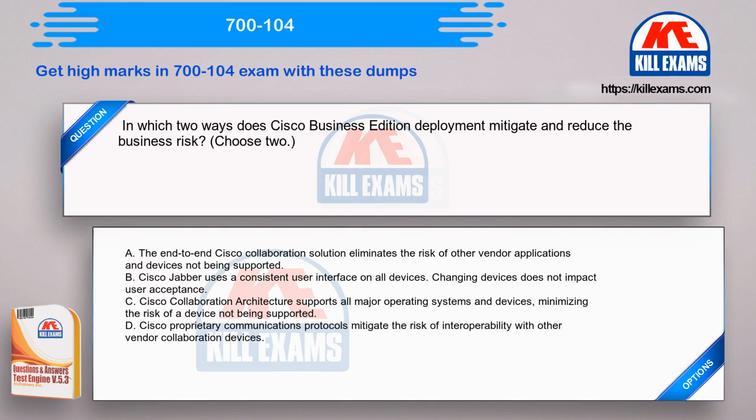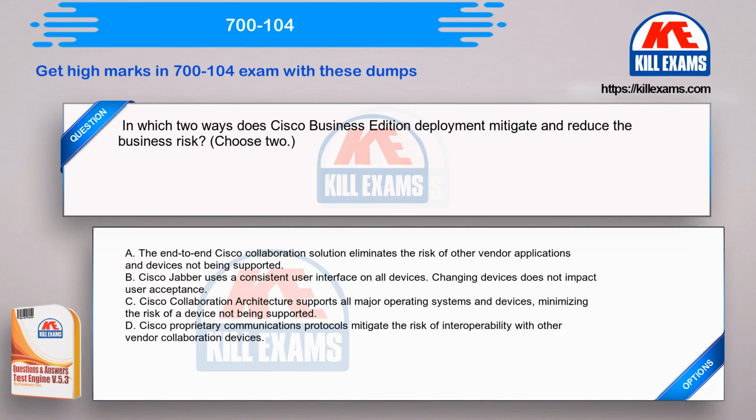In which two ways does Cisco Business Edition deployment mitigate and reduce the business risk? Choose 2. Option A. The end-to-end Cisco collaboration solution eliminates the risk of other vendor applications and devices not being supported. Option B. Cisco Jabber uses a consistent user interface on all devices. Changing devices does not impact user acceptance.